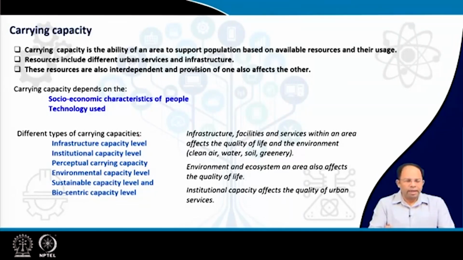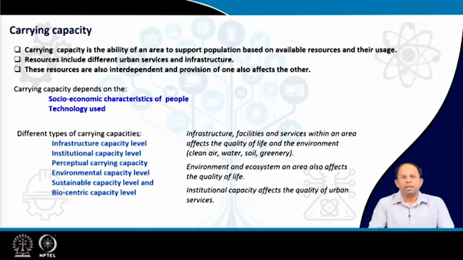But the problem is the resources, or these urban services and infrastructure which are there, are also interdependent on each other, and provision of one of them will also affect the other. So provision of services will determine how many people will be there. And vice versa, if there is already a certain number of people, we can provide only certain kinds of infrastructure because there is no space available for provision of other infrastructure. And also provision of certain infrastructure influences the provision of other infrastructure. So if I provide too much of one thing, the other thing may also get affected, right?